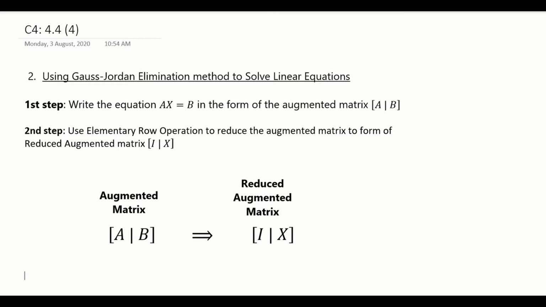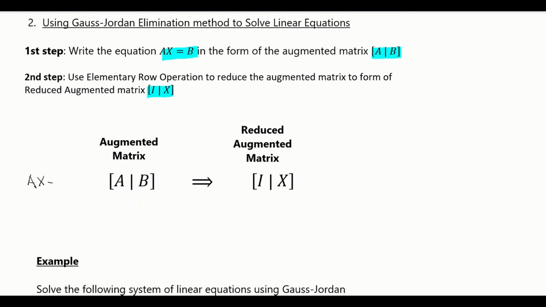To solve the linear equation using the Gauss-Jordan elimination method, the first step is the same: we write the matrix equation AX equals B, and then we form the augmented matrix AB, and then we perform ERO to reduce the augmented matrix to the form of IX. It's actually the same as finding the inverse using ERO. So in general, from the matrix equation AX equals B, we change to the augmented matrix and then perform ERO until we reduce it to the form of IX. The matrix at the right hand side here is the solution for the linear equation.